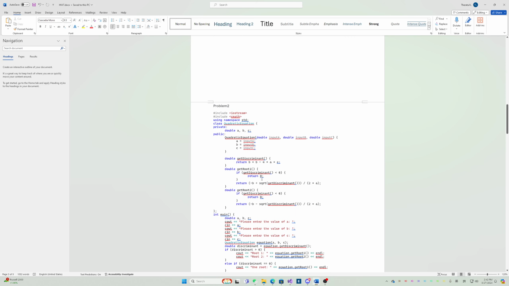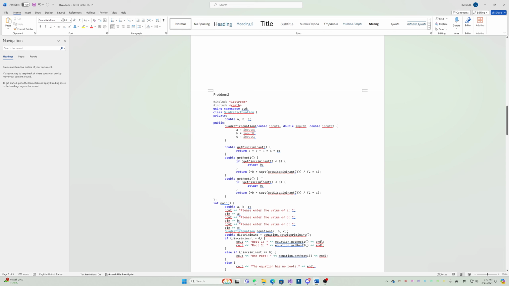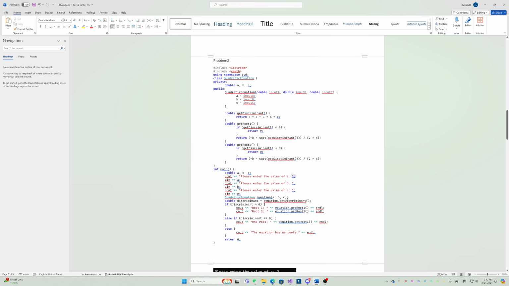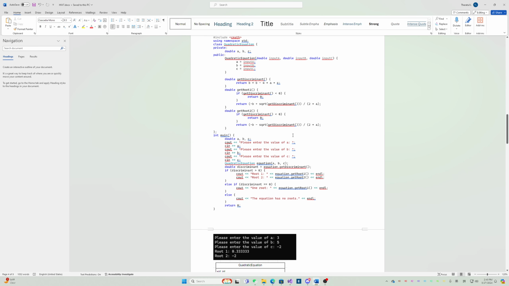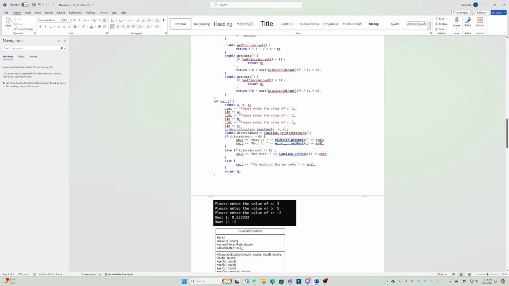Then is problem 2. For problem 2, we need to solve the quadratic equation. We first have the constructor for the equation, and then we calculate the discriminant. Depending on the positive or negative sign of the discriminant, we have 3 different cases for the roots. And here in the main function, we input a, b, and c, and then depending on the discriminant we get the roots. If the discriminant is less than 0, then there is no, actually should be no real roots.